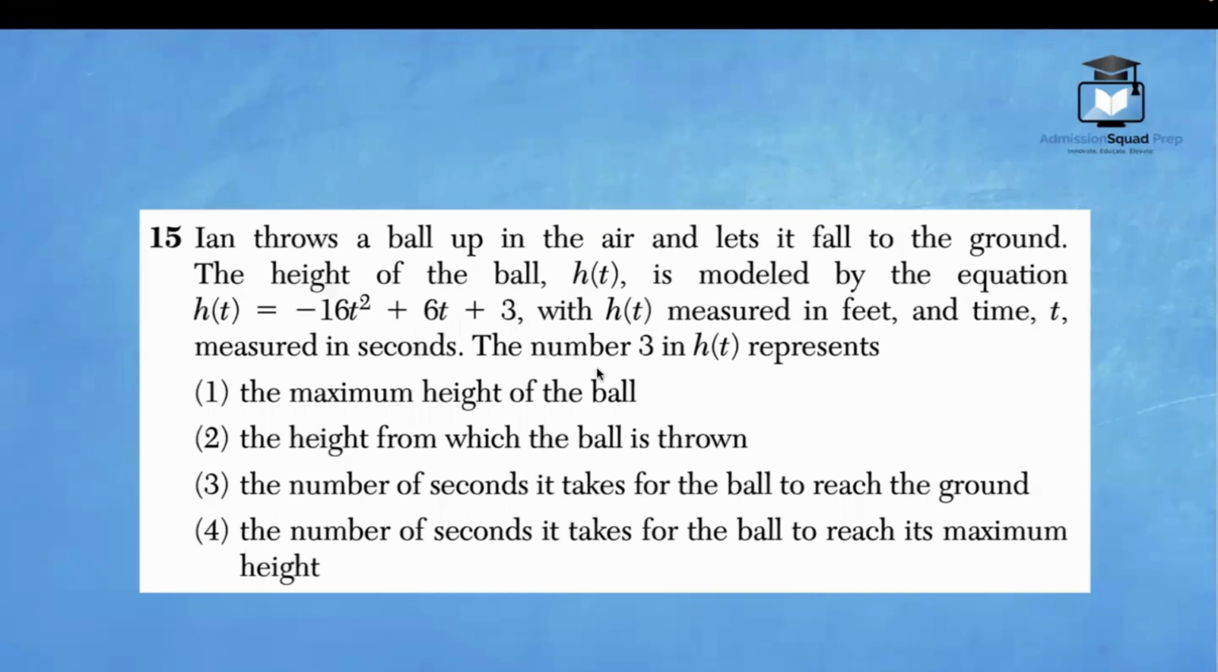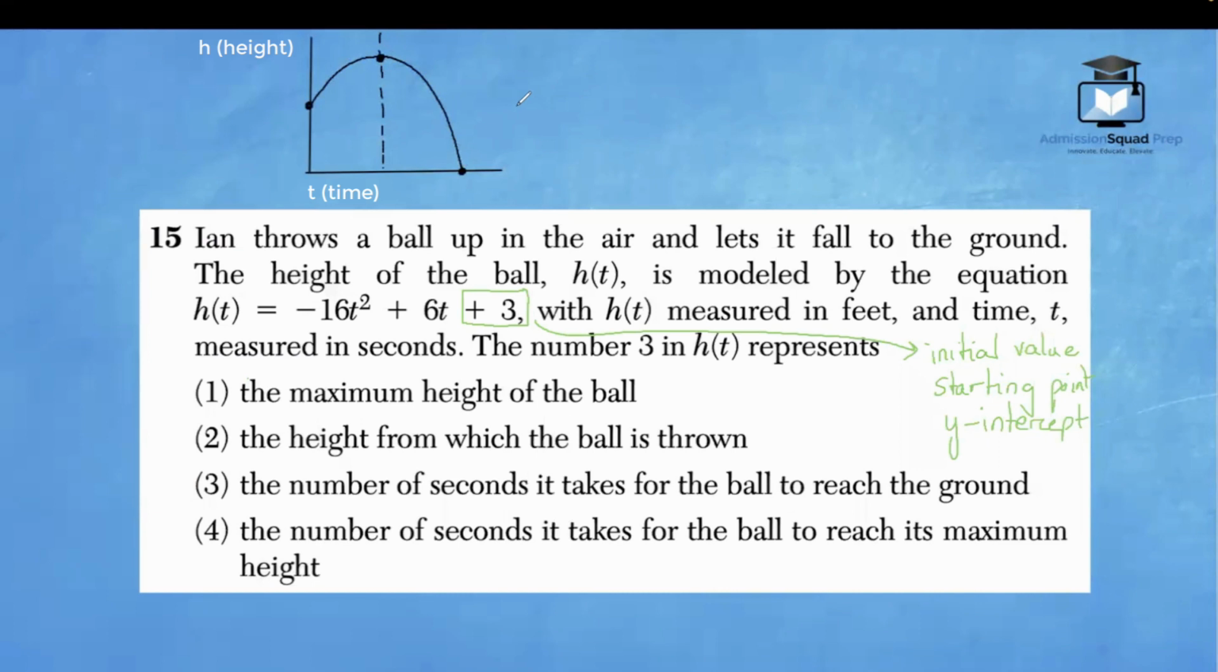The number 3 in h of t represents, so in general, we do like to review what each of the terms represent, but specifically, the c term typically is our initial value. We also like to refer to it as the starting point. We also like to refer to it as the y-intercept. So if we're talking about the height of the ball, 3 represents the initial height of the ball in feet.